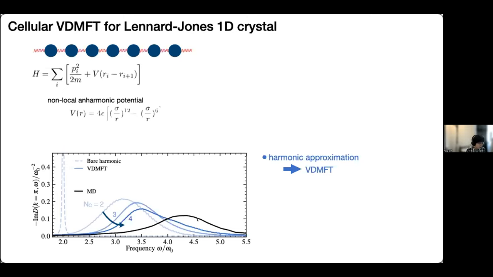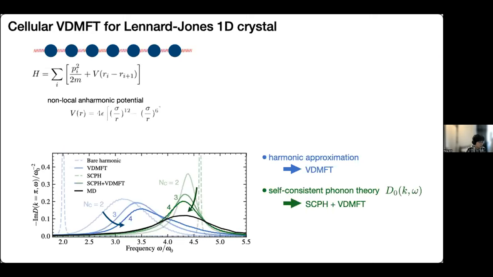For better performance, we can improve upon a more accurate theory. Instead of the non-interacting Green's function, we can improve upon the mean field phonon Green's function that has some information of non-local anharmonicity, but is still effectively harmonic. Here, I show the result with self-consistent phonon theory. So this SCPH-VDMFT method treats local anharmonicity within the cluster exactly and the non-local quartic anharmonicity at the mean field level.